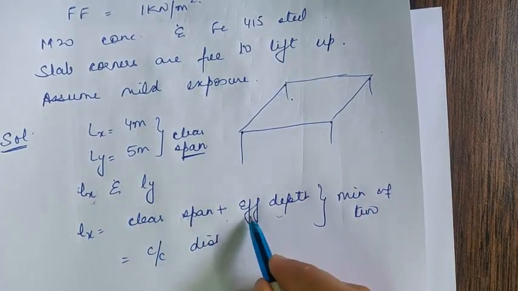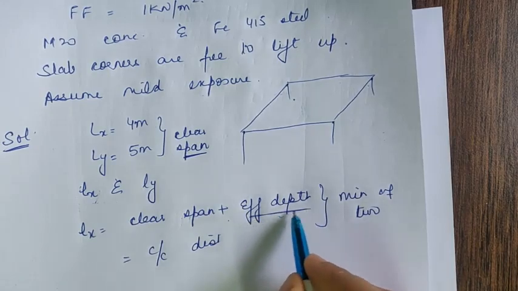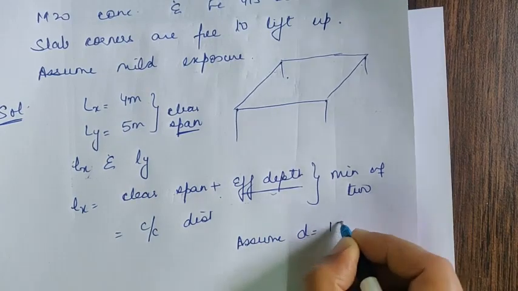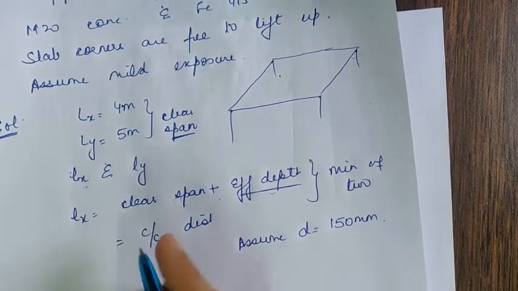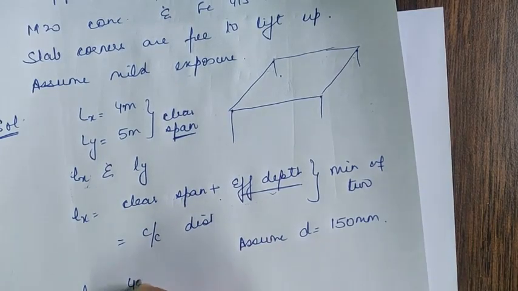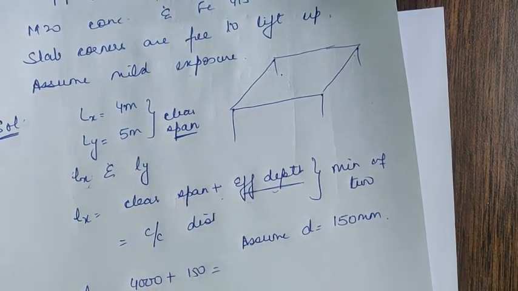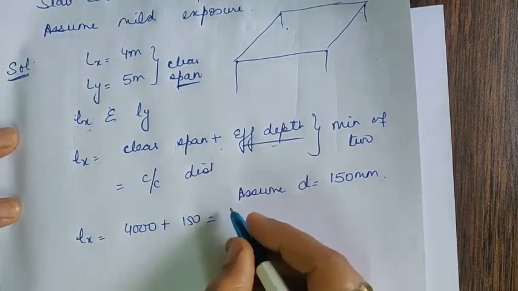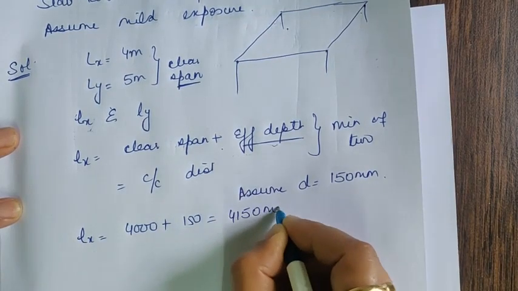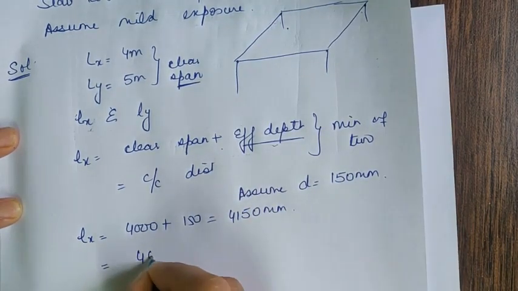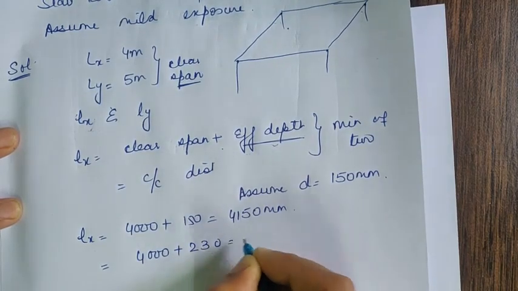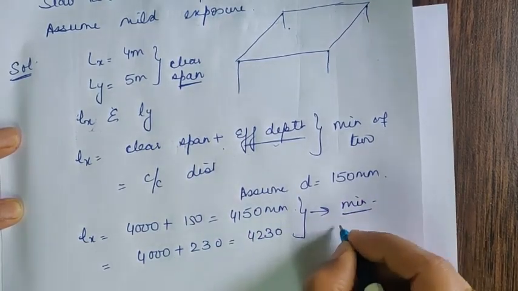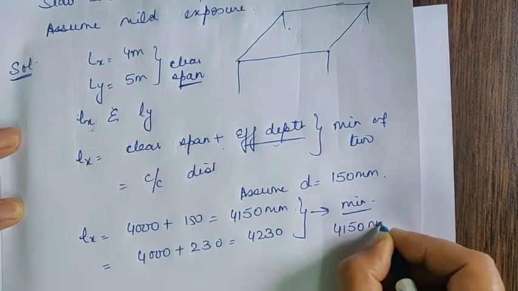Again, for using this clause, I need to know what is the effective depth. I do not know this, so initially I'll assume a value of effective depth. Let us say I'm assuming it to be 150 millimeters. Therefore, Lx will come out to be 4000 plus 150. We will refine this value further, but for initial calculations we need to have these values. It is 4150 millimeters, or center to center distance, that is 4000 plus 230, that is 4230, minimum of the two. Therefore I'll be taking it as 4150 millimeters.